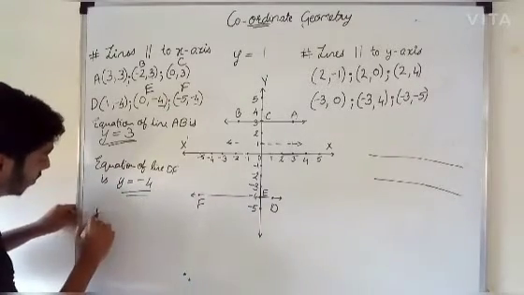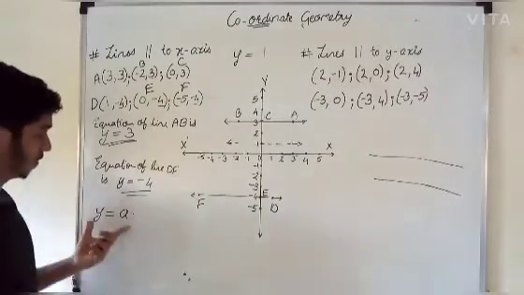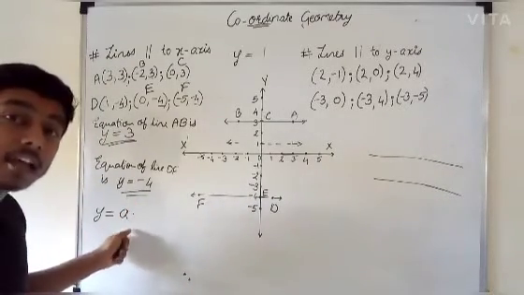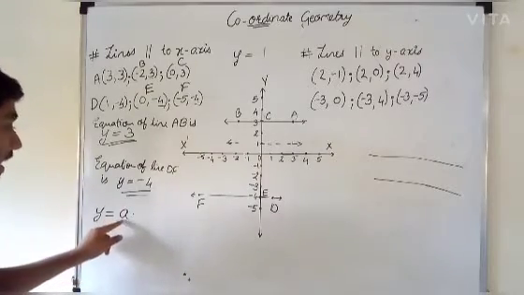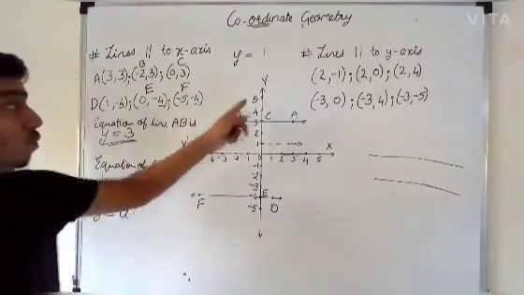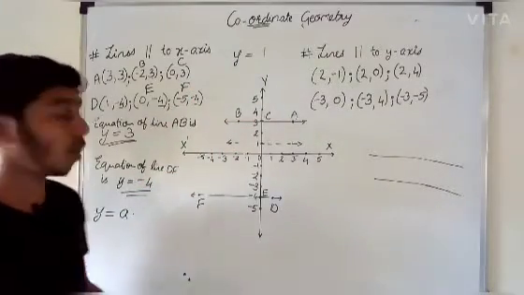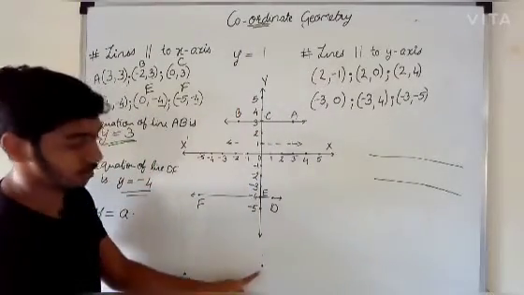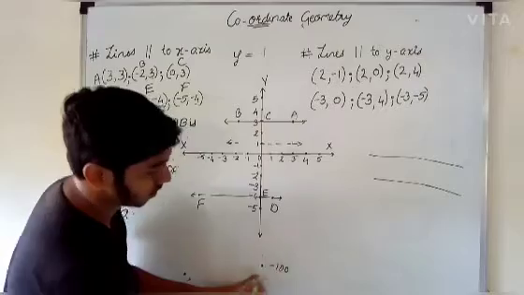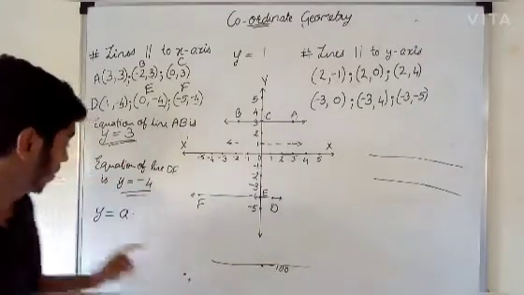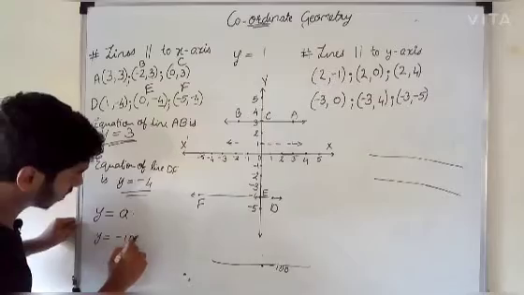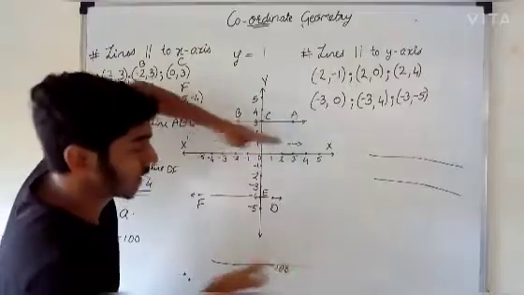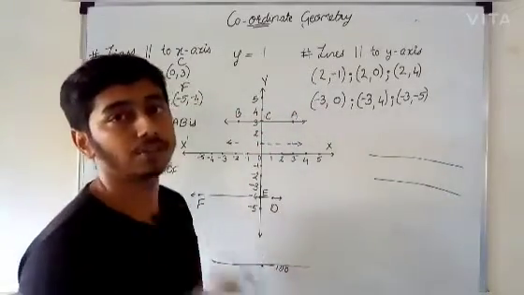So if I say in general y equal to a, what is the meaning of this? It says that y equal to any value which is a. So a can be any value, -4, -2, 100, any number it can be on y-axis. If I take any point somewhere here, let's say this is -100, I can draw this. I can say y equal to -100. So if y is equal to -100, that means it's parallel to the x-axis. I hope you have understood this.